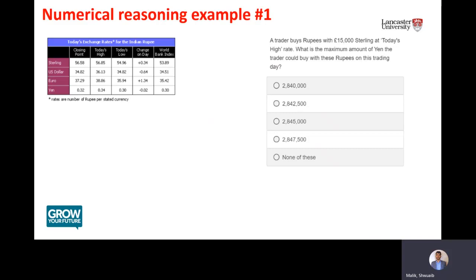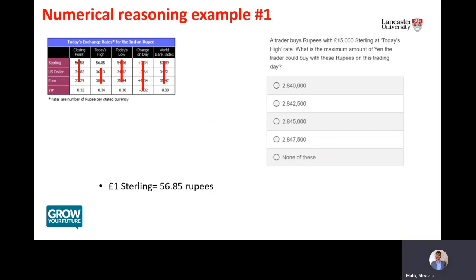So if you look along the top of the table, you'll see 4 different exchange rates and a change on the day. We need to focus on today's high. So therefore, based on that information, we can eliminate the majority of information from that table. I've left there the today's high rate for the sterling, and I've left some options for the yen. So just going around the first part of the question, the crucial bit we need to understand is the little bit below the table, which says that rates are number of rupee per stated currency. So we need to first work out how many rupees is equivalent to £15,000 of sterling.